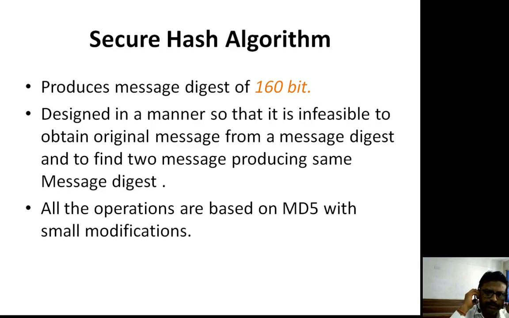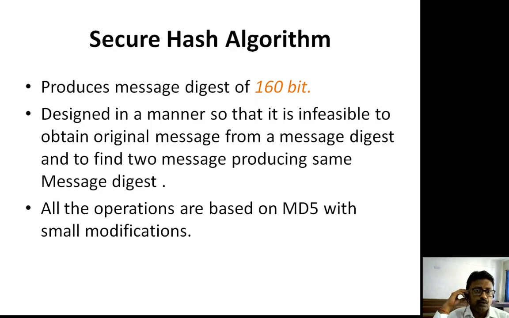and it is designed in such a manner that, because we want security, it is infeasible with the help of the message digest obtained for a particular message to get the original message, and two different messages should produce two different digest values. So, to be on the safer side, we adopt the secure hash algorithm rather than the message digest algorithm. That is why SHA is said to be a more advanced version of the message digest algorithm.